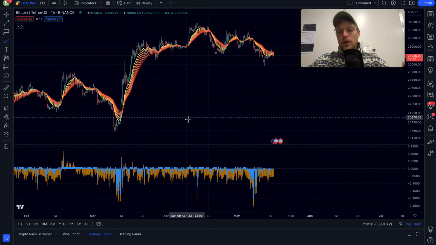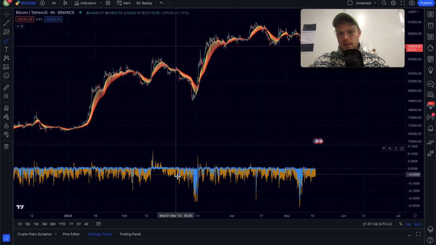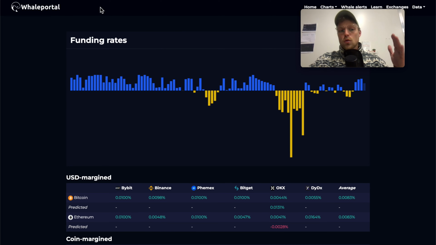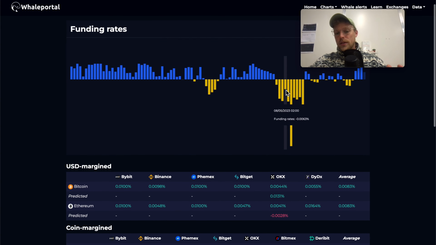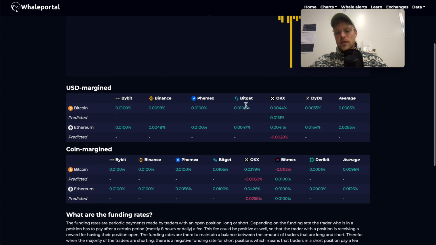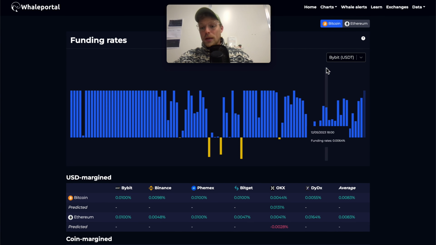So another point to make, guys, is that the funding rates right here of the BitMEX indicator are not the most precise. You've got to have the best data, because based on the data you're going to trade, right? For that you need to go to whaleportal.com, and here you can find the historic funding rates right here. When it's yellow it's negative, when it's blue it's positive, and you can see them also per exchange. They also have right here a drop down where you can select the exchange, so you can also look at it per exchange.